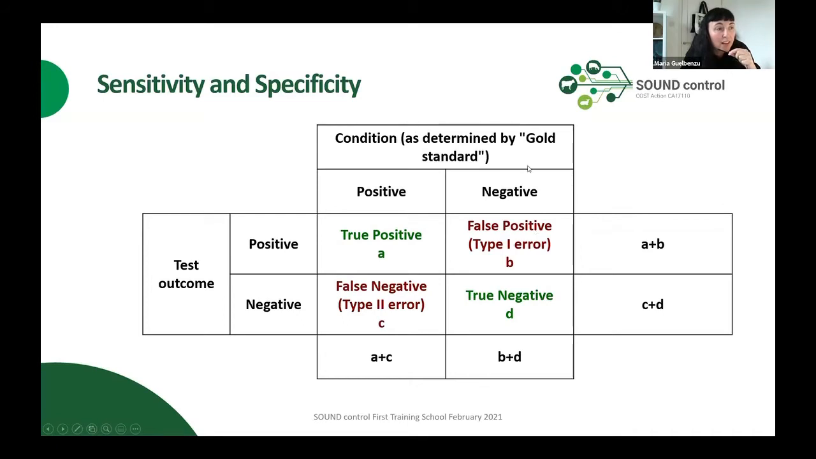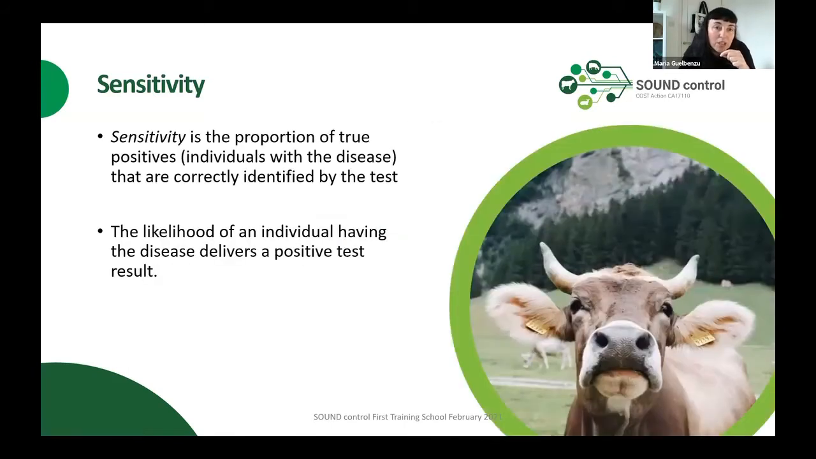And those that are negative by gold standard but positive by the test that we are evaluating are going to be our false positives. And these are type 1 errors in a statistical hypothesis. So let's look at it with a little bit more detail.